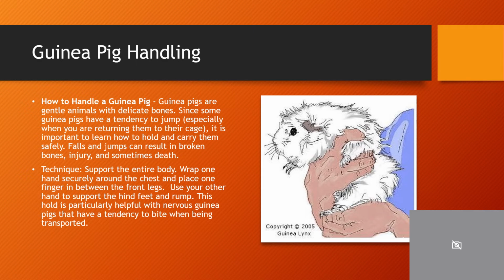Wrap one hand securely around the chest and place one finger between the front legs. Use your other hand to support the hind feet and the rump. That hold is particularly helpful with nervous guinea pigs that have a tendency to bite when being transported.